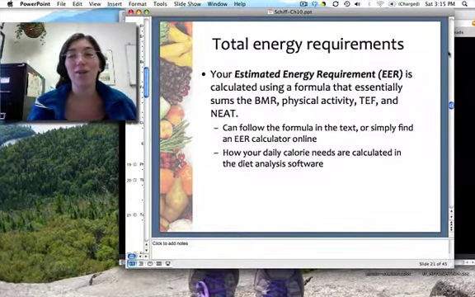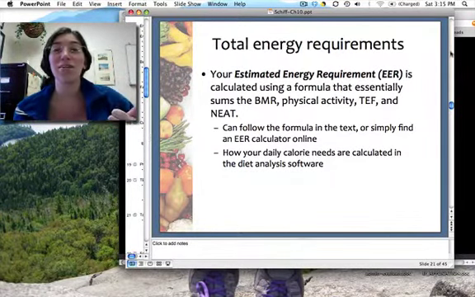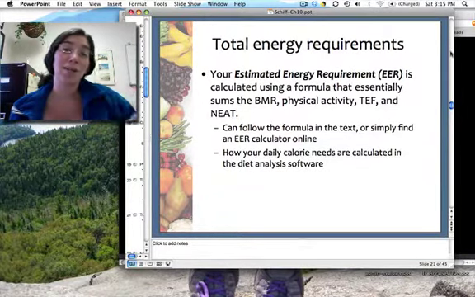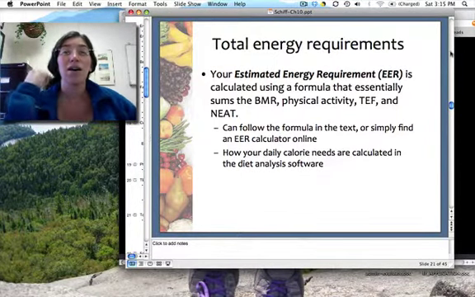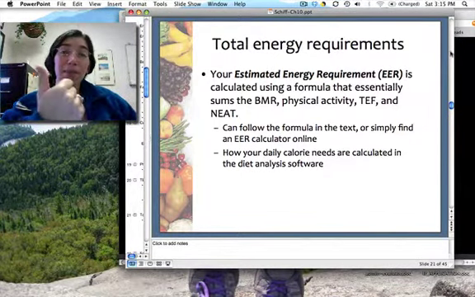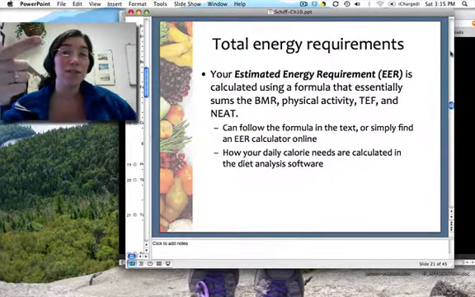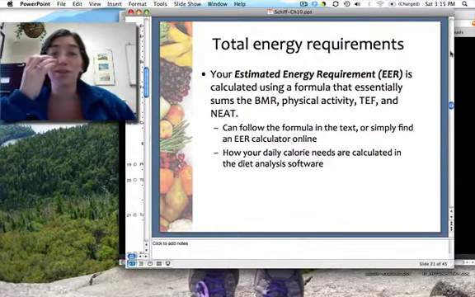Okay, so those were our 4 different energies. Our energy input is just food. Our macronutrients and our alcohol consumption make up our energy input. Our energy output is composed of our basal metabolic rate, the amount of energy it takes just to live, physical activity, thermic effect of food, and NEAT, non-exercise activity thermogenesis.